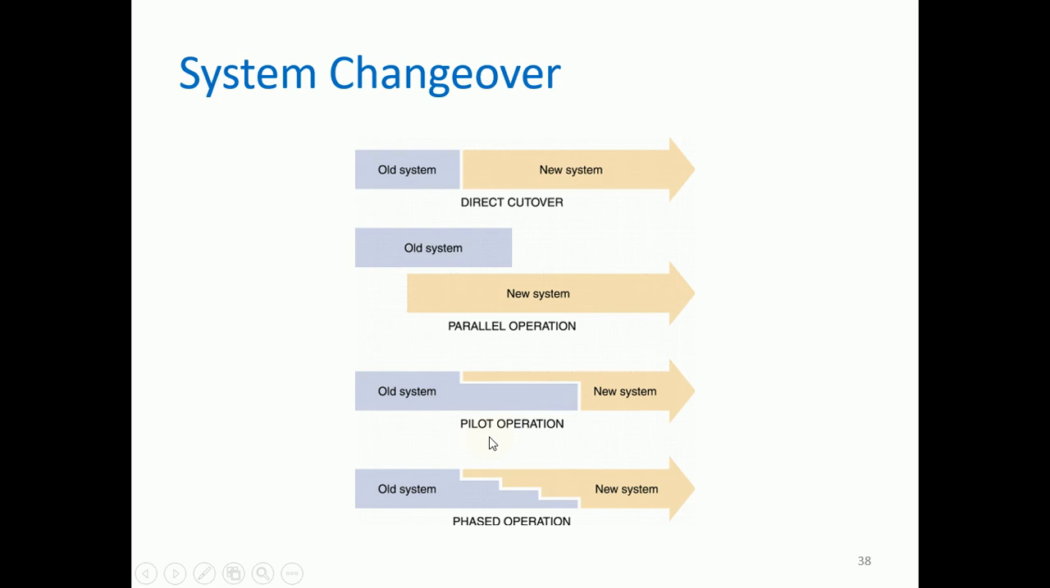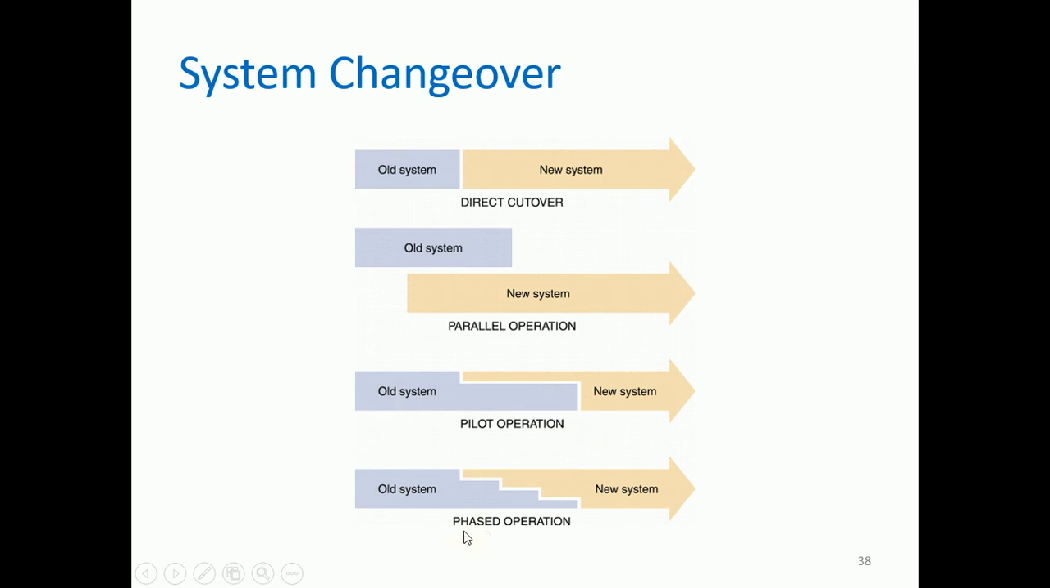Then we also have the pilot operation. In the pilot operation, the old system is still used, and then for example, one office will be the pilot site. And if no errors or technical issues and concerns are produced while the pilot operation is ongoing, then the old system will be stopped from use, and the new system will be deployed all over the organization.